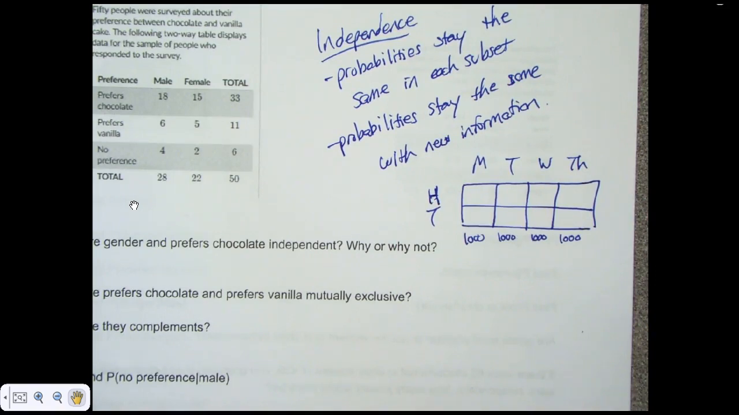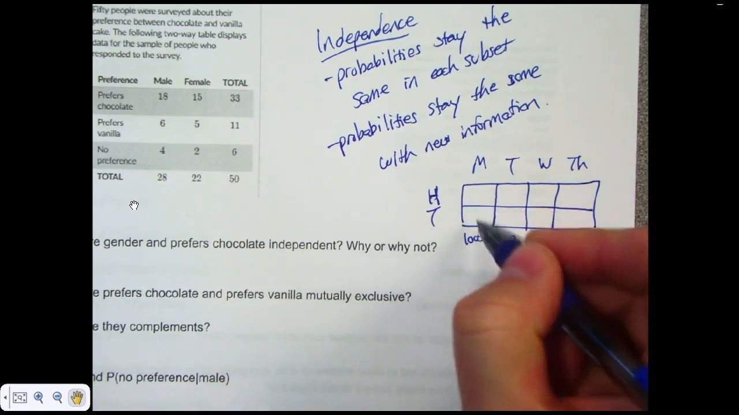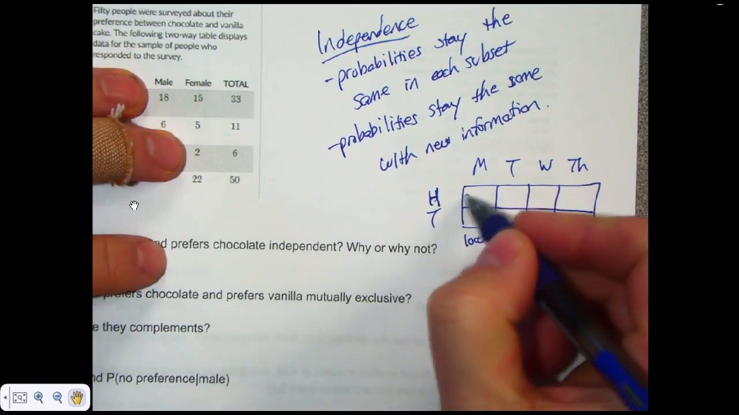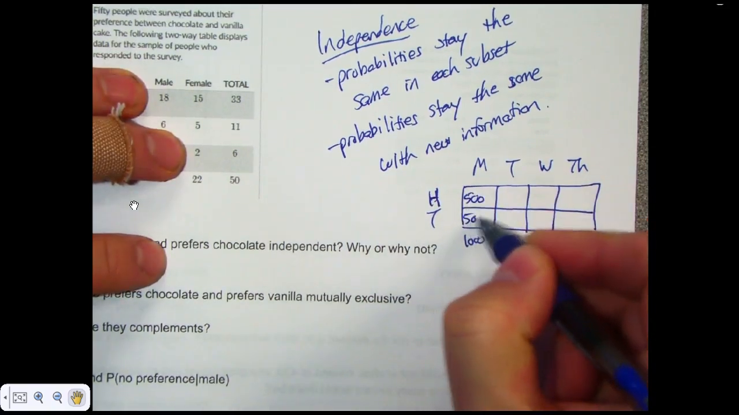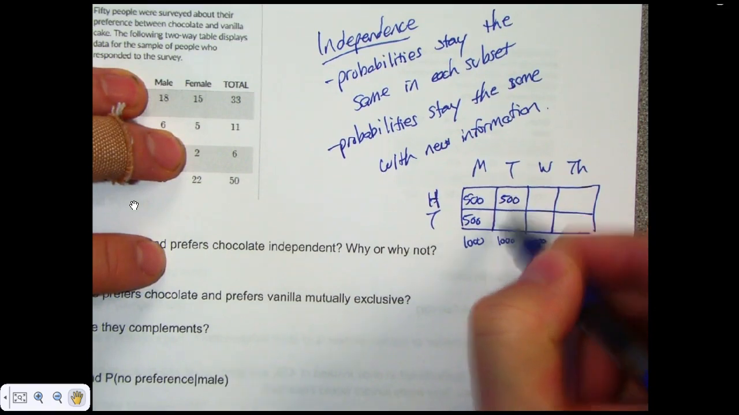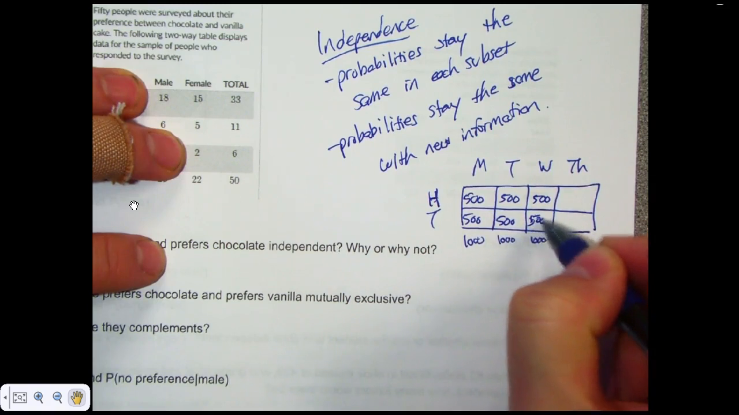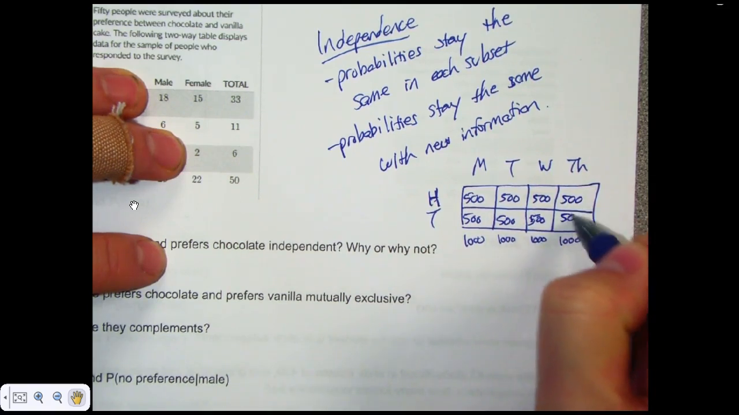Alright, so an example of something that is independent would be flipping coins on different days of the week. Let's say that I flipped 1,000 coins on Monday. It might not come out perfect, but how many heads should I get? 500. How many tails should I get? 500. What about Tuesday? 500, 500. I could have done all 7 days of the week, but I think you get the idea here.